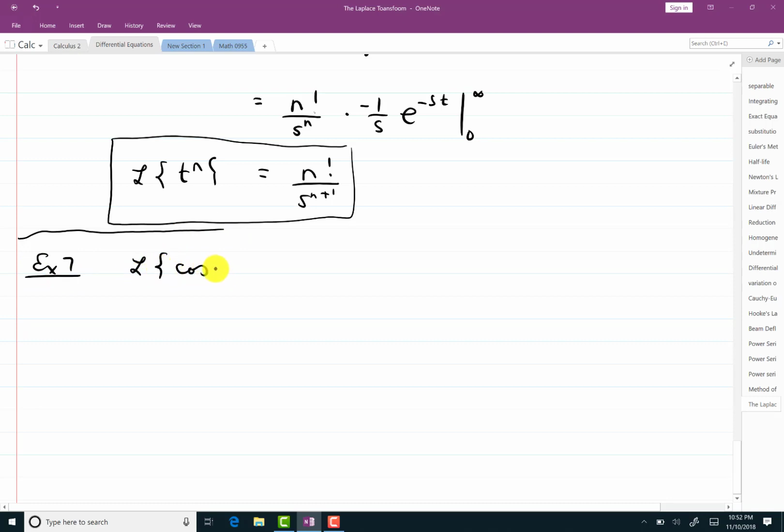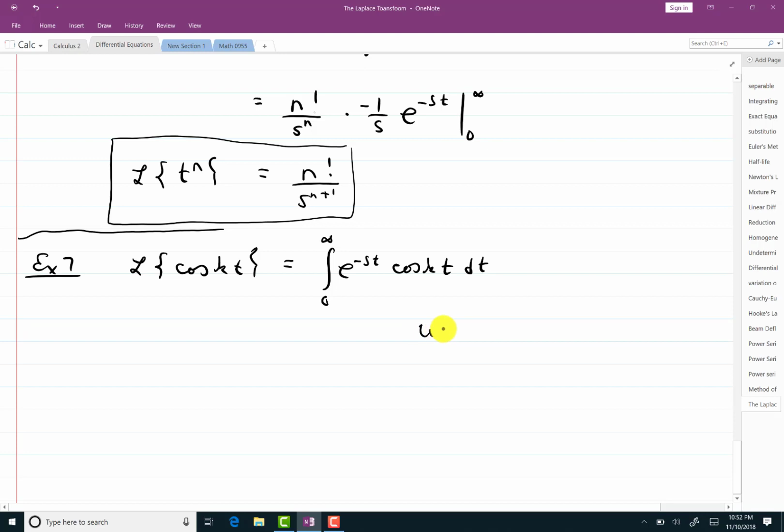Let's try one of our trig functions, cosine of kt, and that'll be the integral from 0 to infinity, e to the negative st, cosine of kt dt. Here k is just a constant. And I'm going to use integration by parts on this. You may have seen integrals like this before, where you break them up and then you gather things and then you take stuff to the other side. You'll see the details as I do this.